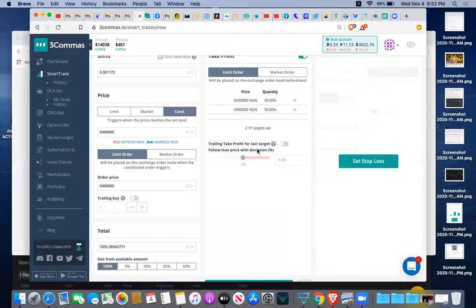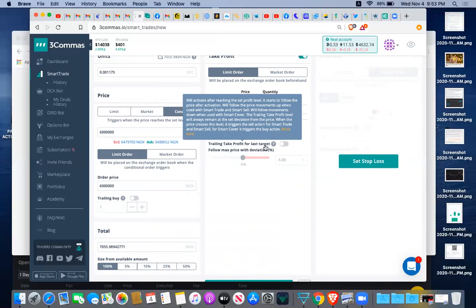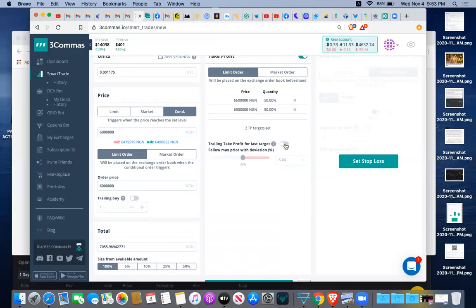Now, I love this. Trailing take profit for last target. What does it say? Activate after reaching the set price level. It starts to follow the market after activation. Will follow the price movement up when used with smart trade and smart sell. Will follow movement. So now, if I activate it, all right, put just 2%.